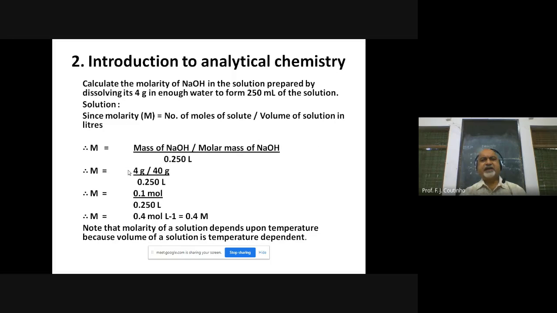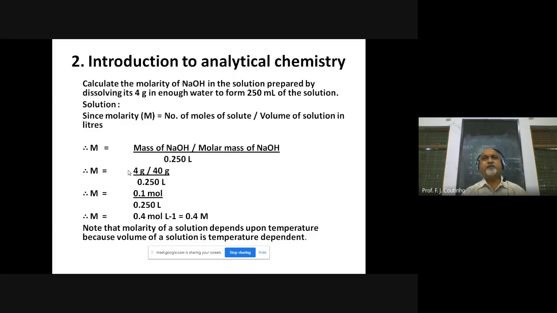If you see here, there are some problems on molarity that we can calculate. So here the problem says, calculate the molarity of NaOH in the solution prepared by dissolving 4 grams in enough water to form 250 ml of the solution. So you have to calculate for the solution of NaOH prepared by dissolving 4 grams in enough water to form 250 ml of the solution.